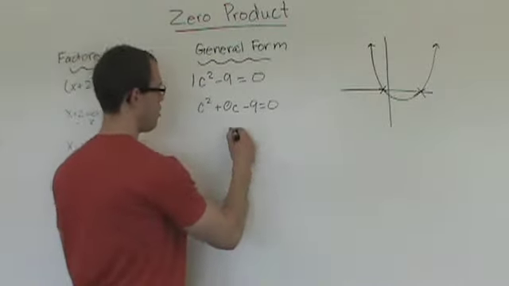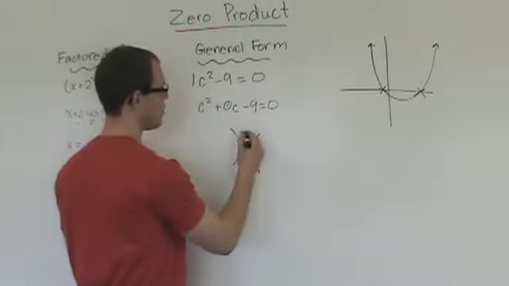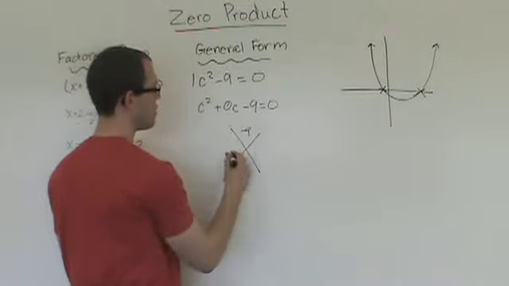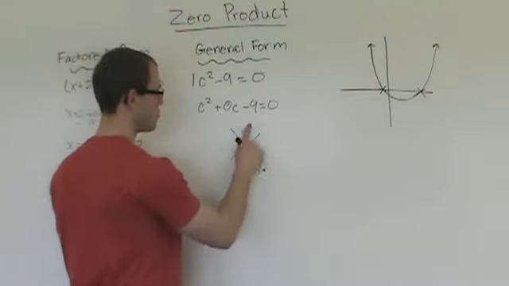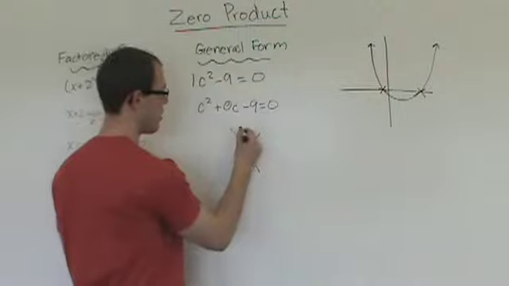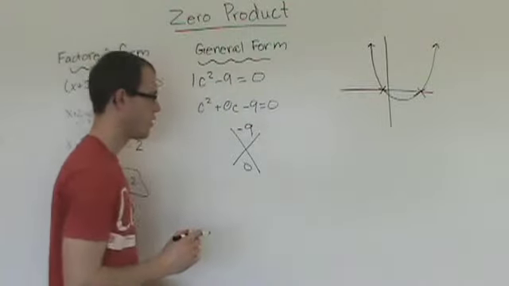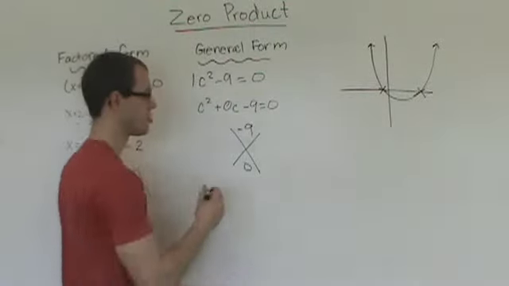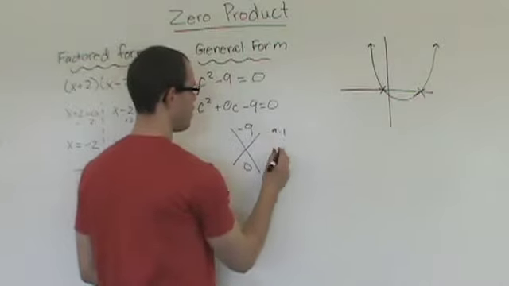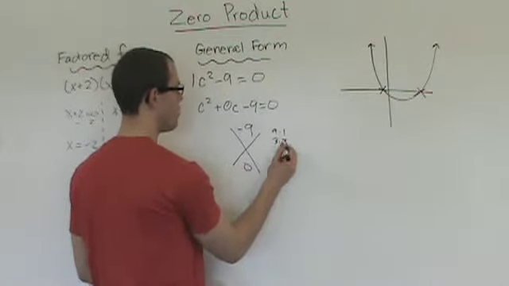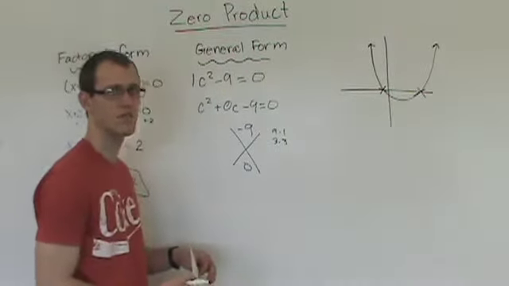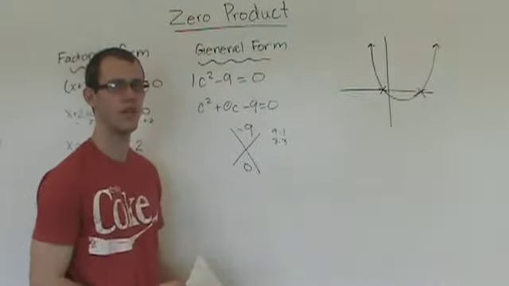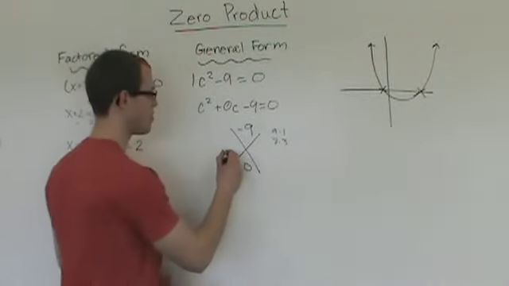So the c goes on top, the b goes on bottom. Excuse me, let me write that 9 a little bit better. Negative 9. List our factors. So we can have 9 and 1. We can have 3 and 3. So what has a difference of 0? 9 and 1 or 3 and 3? It's actually 3 and 3.